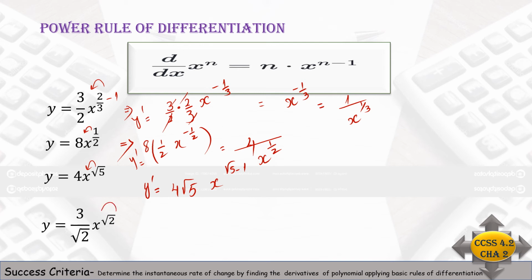Now same way do it here. You have 3 over square root 2 as a fraction, as a coefficient. Multiply it with the power, that is square root 2. X, subtract 1 from the power, so square root 2 minus 1. Simplify this function, the derivative. So square root 2 cancels. You will get 3x to the power square root of 2 minus 1.